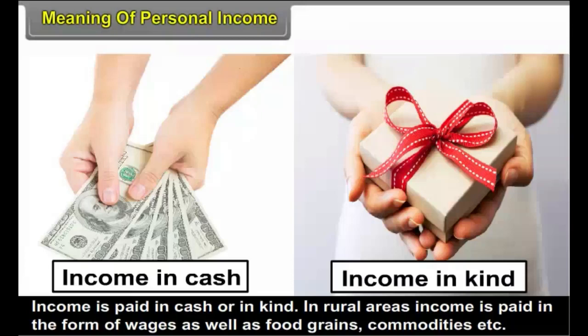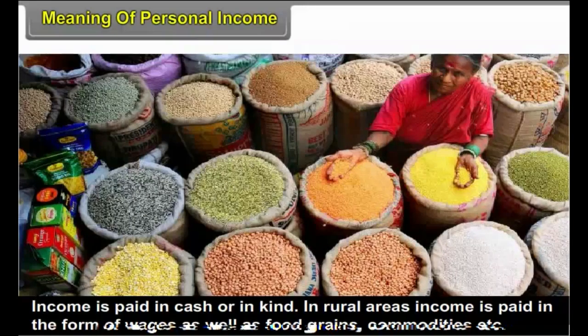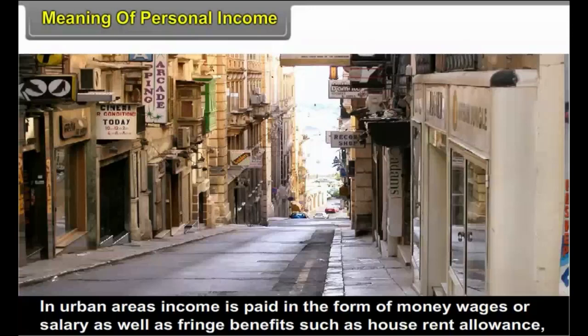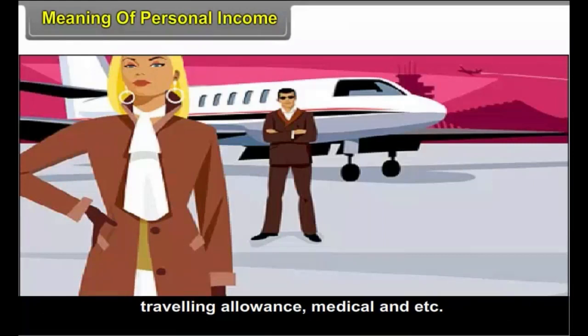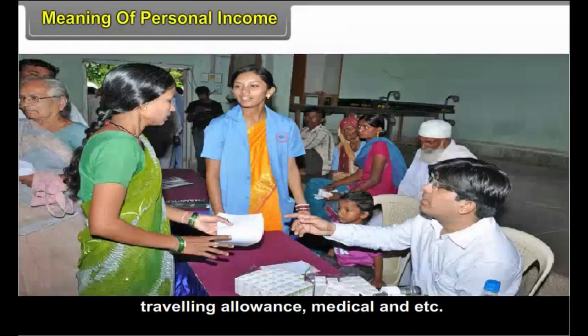Income is paid in cash or in kind. In rural areas, income is paid in the form of wages as well as food grains, commodities, etc. In urban areas, income is paid in the form of money wages or salary, as well as fringe benefits such as house rent allowance, travelling allowance, medical aid, etc.